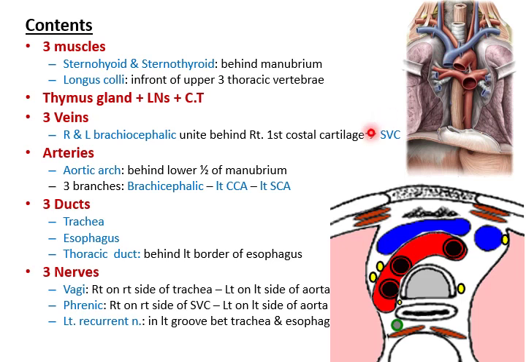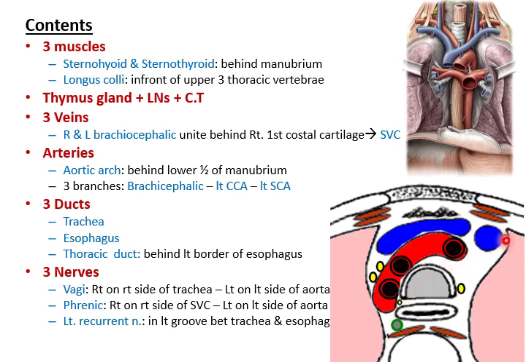We have three nerves as well here. The two vagi, the two phrenic nerves, and the left recurrent laryngeal nerve. The right vagus descends on the right side of the trachea and then makes a plexus around the esophagus called the esophageal plexus. The left vagus descends between the two arteries here, the left common carotid and left subclavian, and then on the left side of the arch of aorta, and then joins the right vagus to make the esophageal plexus.